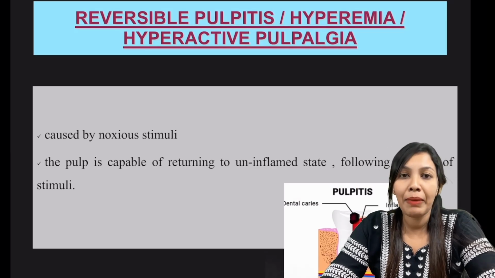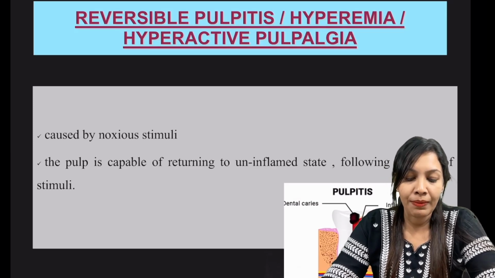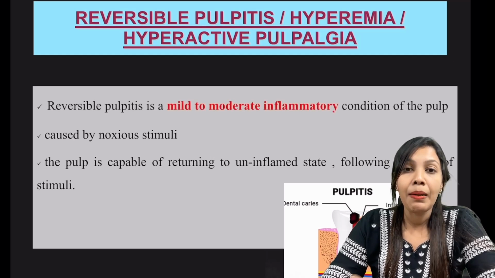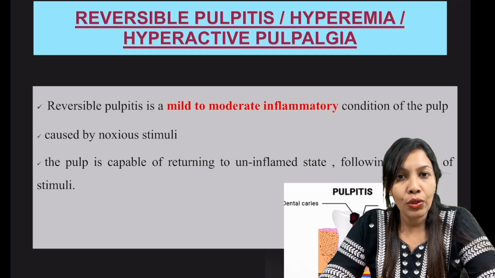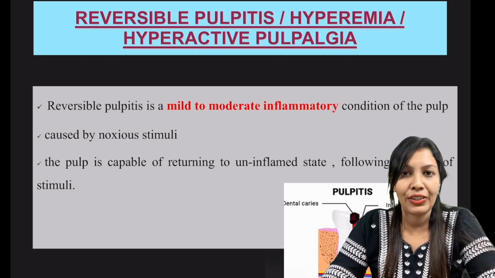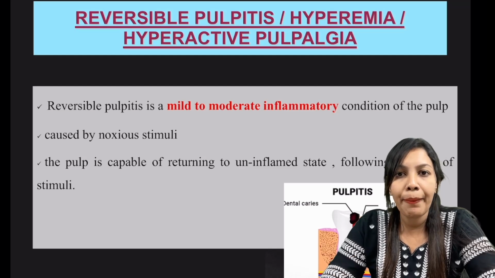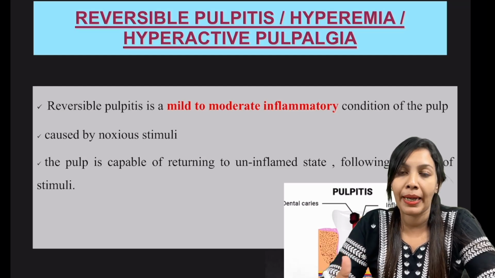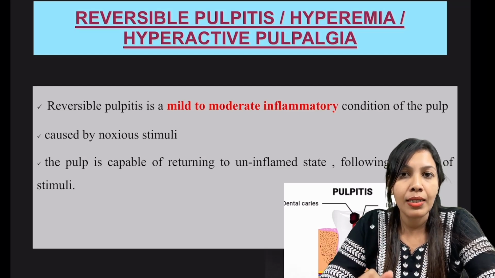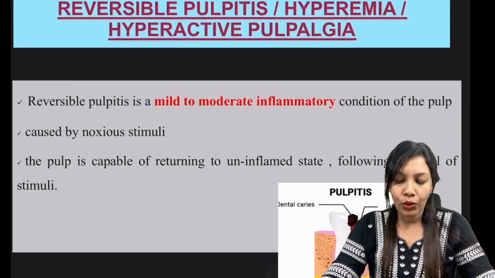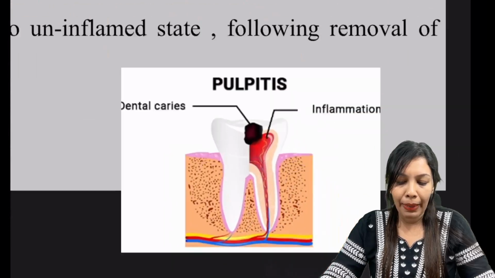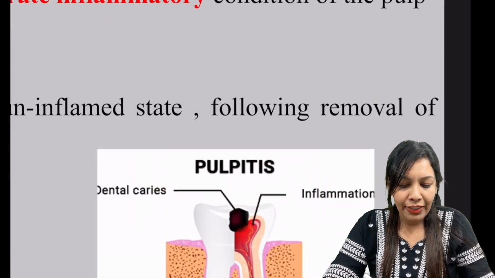Now the first condition, that is reversible pulpitis. Another name is hyperemia, also called hyperactive pulpalgia. Very important: pulpalgia means pulpal inflammation or pulpal pain. These three important terms need to be kept in mind. So what is reversible pulpitis? As you know, the dental pulp is often affected by caries. There will be inflammation of the pulp.